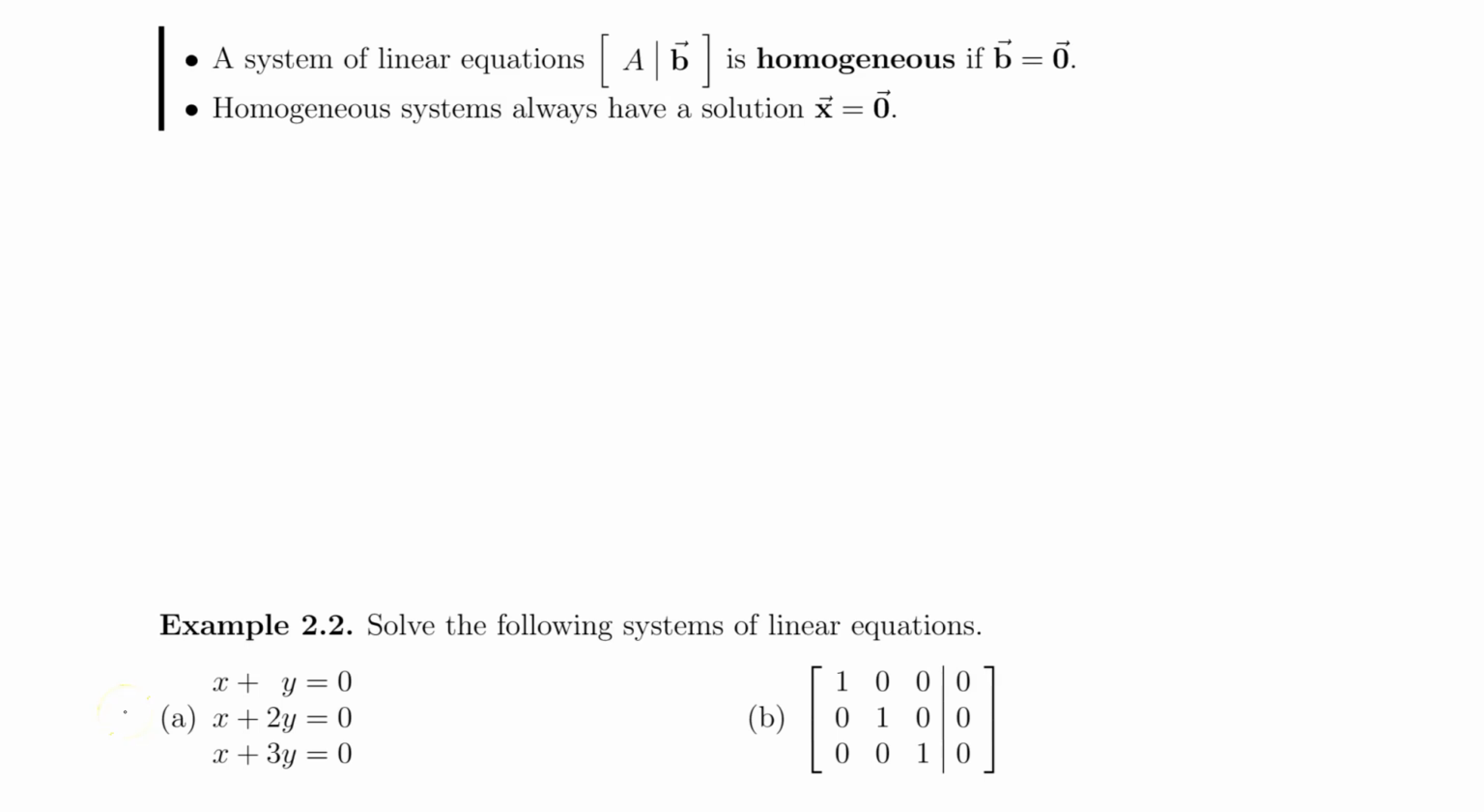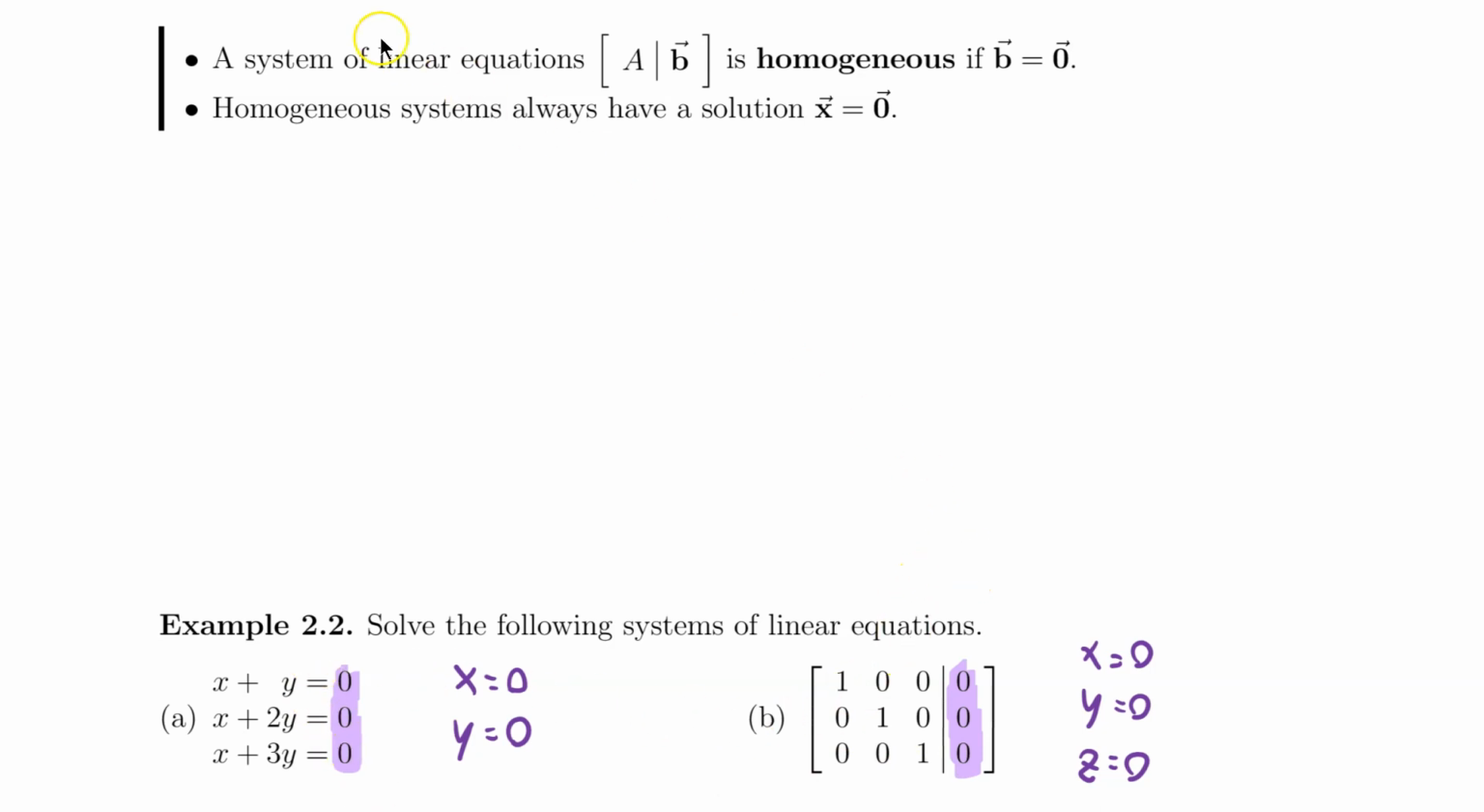Another situation when I can guarantee that my system will have a solution is when the right-hand side are all zeros. In that case, I can actually just say that if all of my variables are zero, then this is going to be a solution for sure. So at least I can find one solution to this system.